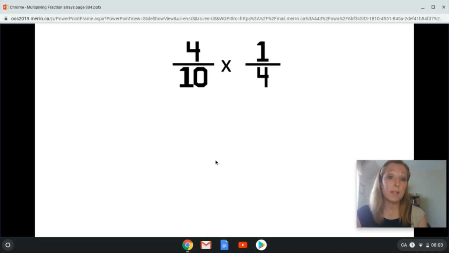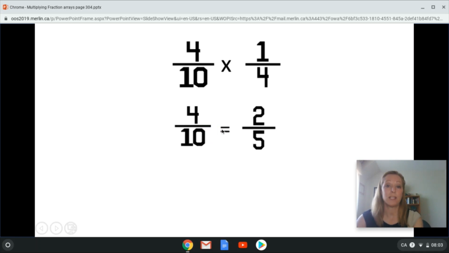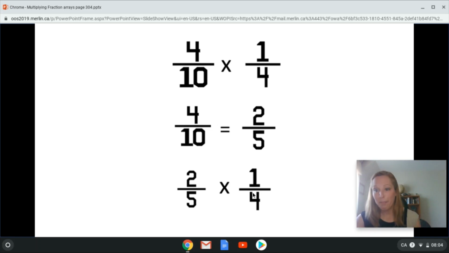I could do it like this if I want, and I'm going to get more boxes than I need to have, and I'm going to have a lot of work to do at the end. Instead, I'm going to look at this fraction here, 4/10, and recognize that 4/10 is actually 2/5 if I put it in lowest terms. So this is the question I'm going to do, 2/5 times 1/4. That way I'm going to have a whole lot less boxes and less work to do at the end.